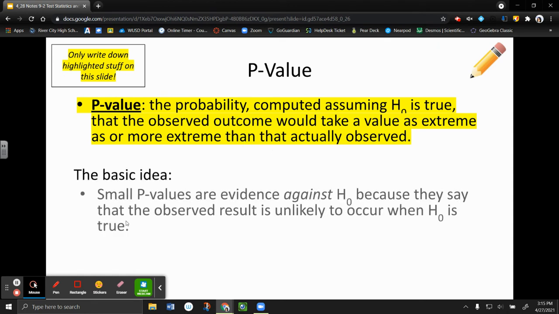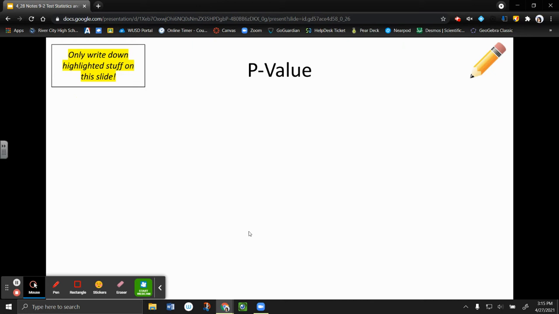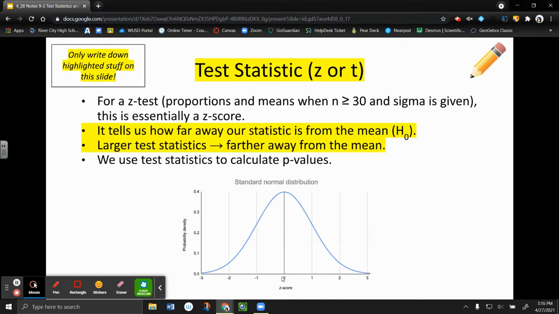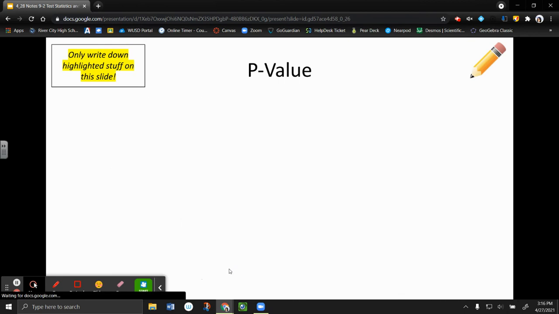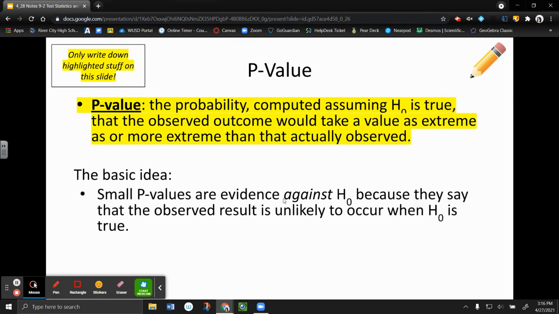The basic idea is if we have a small p-value, that's evidence against our null hypothesis, because the observed result is unlikely to occur if our null hypothesis is true. So again, going back to this example, if our null hypothesis is 0.50 and 0.30 is all the way out here, that p-value is going to be pretty small. The area to the left of it is pretty small. That's telling me that I have evidence against our null hypothesis, because the chances of me getting only 15 out of 50 cards if the deck is truly fair is probably unlikely.